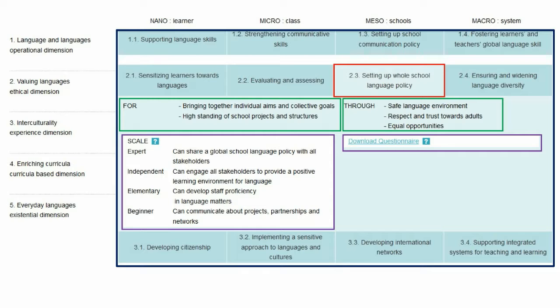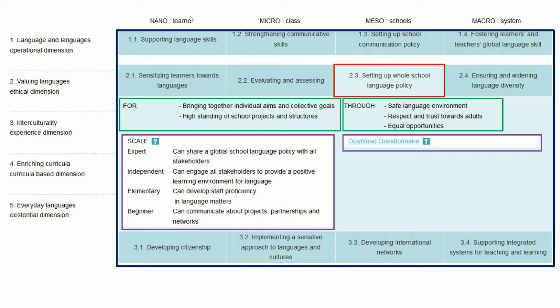Learning environment should be considered in a double perspective, for languages. So bring together individual aims and collective goals, and value languages to guarantee a safe language environment and equal opportunities. You can use the EOL metric scale too, the key parameters which lead to learning environments. You define your level, your starting point, and you can choose between 4 levels.